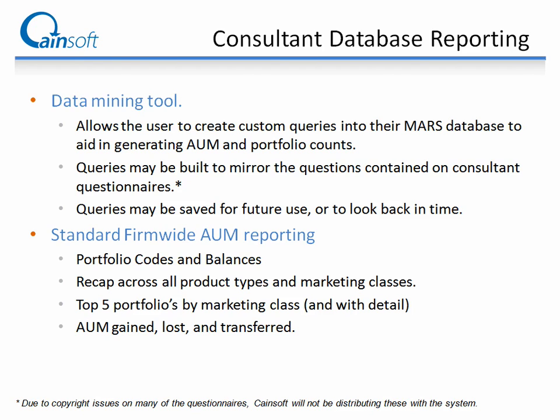Oftentimes you'll get RFP questions when you're competing for institutional business, where people are asking you, how many portfolios did you have 3 years ago? What is the gain loss per quarter and things like that. So this allows you to go back in time and generate those kind of numbers. It can't read the future yet, but you can save any of the queries that you generate and recall them at a later date.